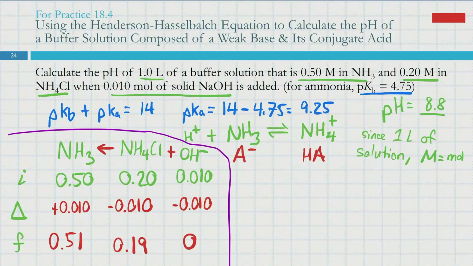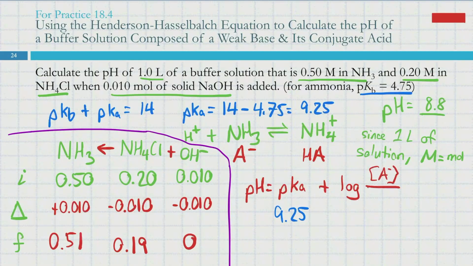Henderson-Hasselbalch time. We're doing the Henderson-Hasselbalch equation. pH equals pKa. We learned earlier that that's 9.25. And we're adding to that the log of A minus base over HA acid. Oh no, my hat. Okay, 5's got its hat again.